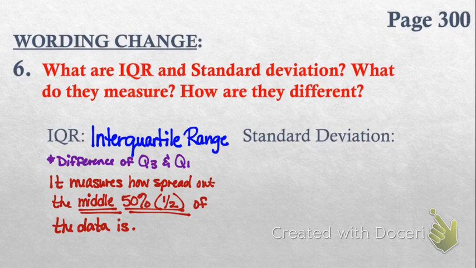Taking the half of the kids that aren't the shortest kids, they're not the tallest kids, I got the kids right in the middle. How spread out are their heights?